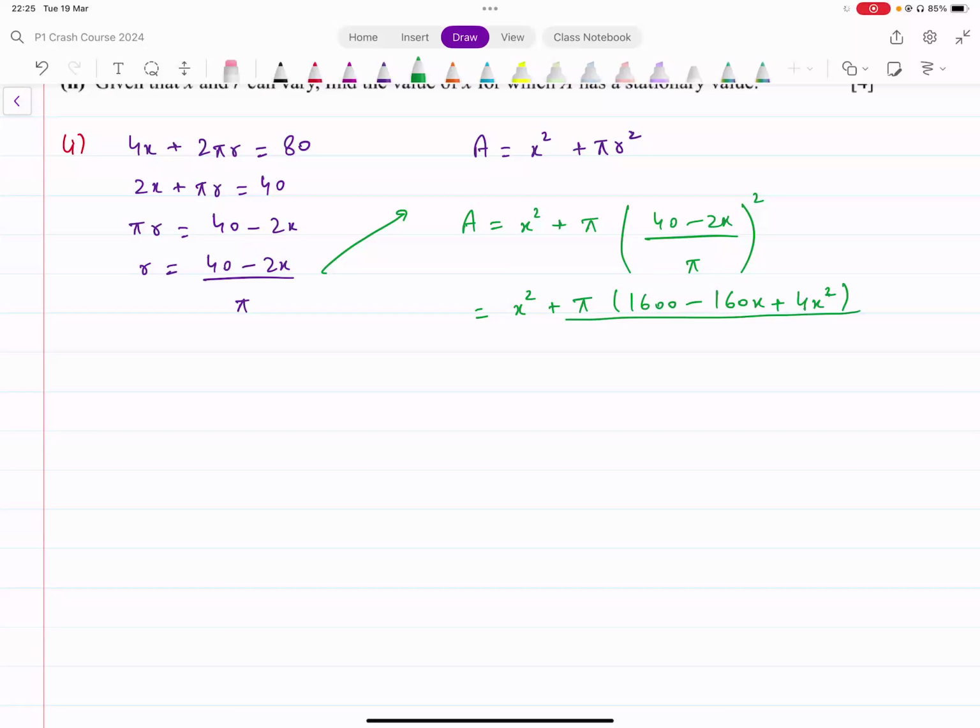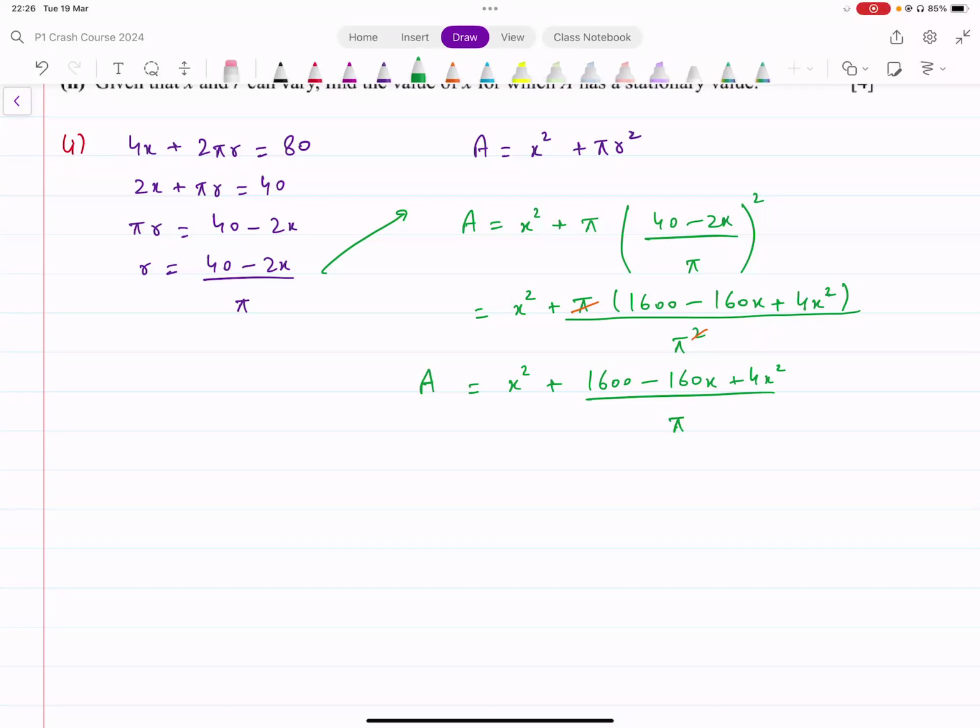In the denominator, we have pi squared. Now, one power of pi gets cancelled with the pi that you have in the numerator, this pi and this pi squared. They get cancelled. What are we left with? x squared plus (1600 minus 160x plus 4x squared) divided by pi. This is what area equals.